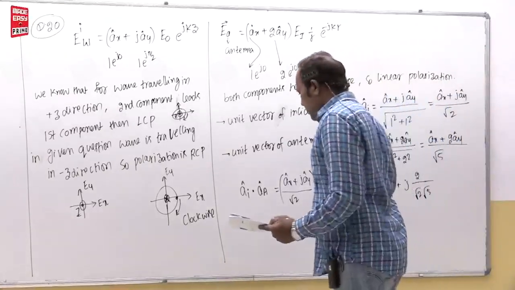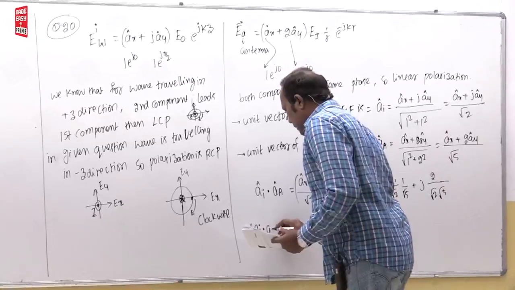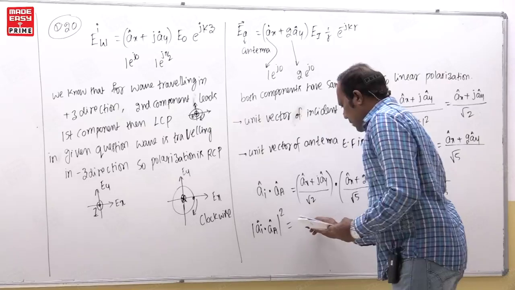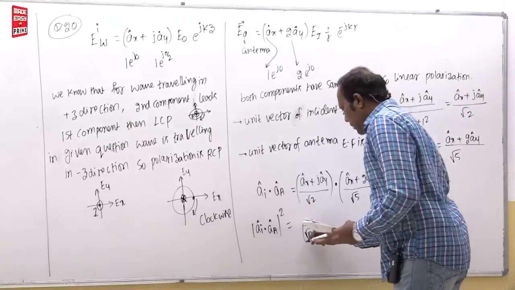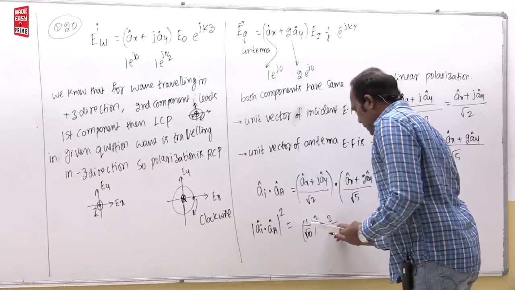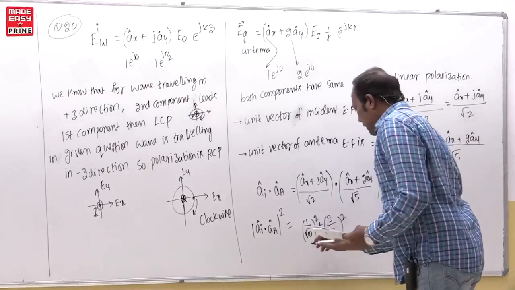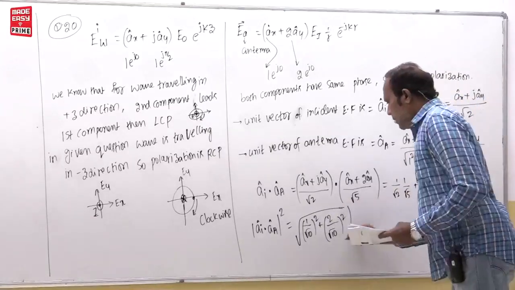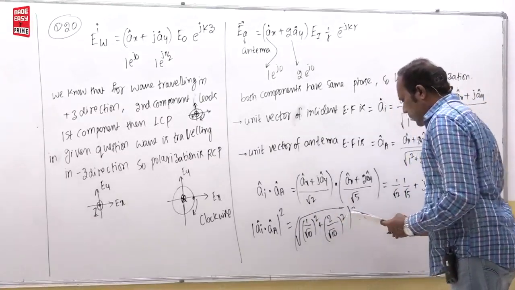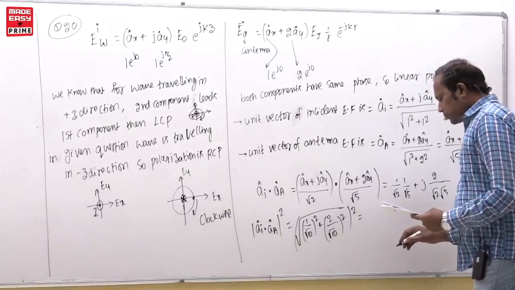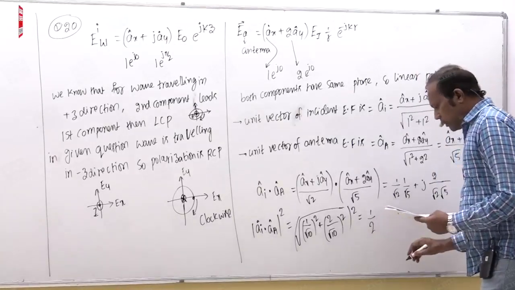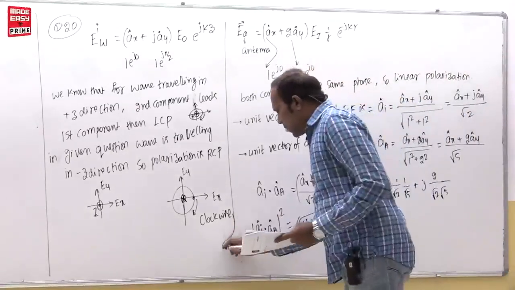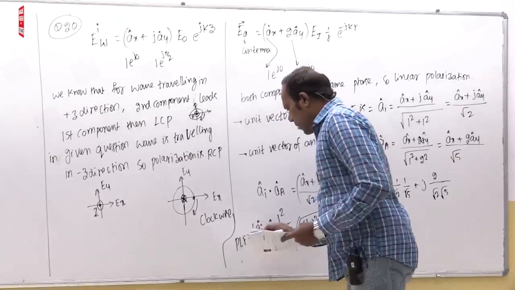If you take the modulus of this, AI dot AA modulus, then you get 1 by root 10 whole square plus 2 by root 10 whole square, under root. That is the modulus of this one. Whole square you take, then the root is gone. So ultimately you get 1 by 2. So this is actually the polarization loss factor only.